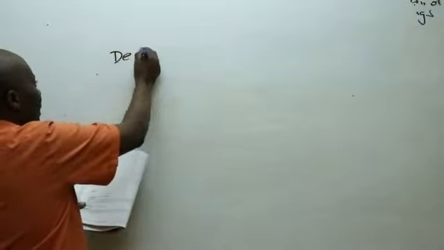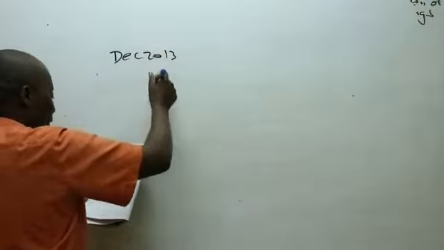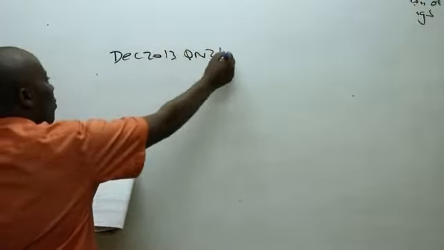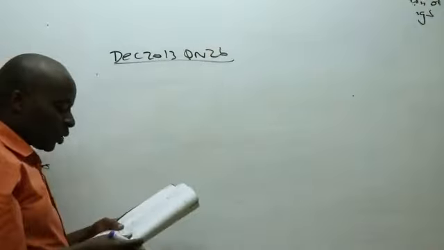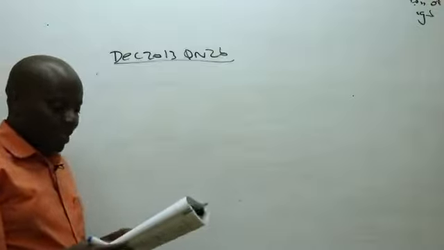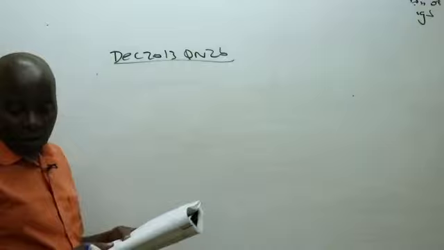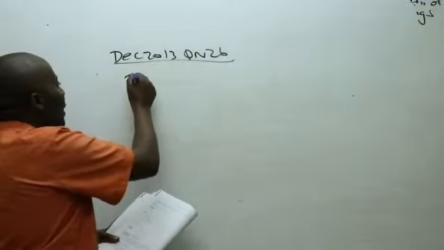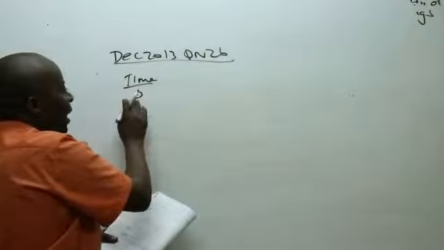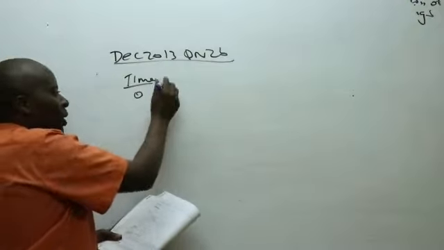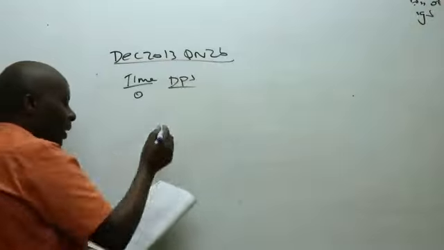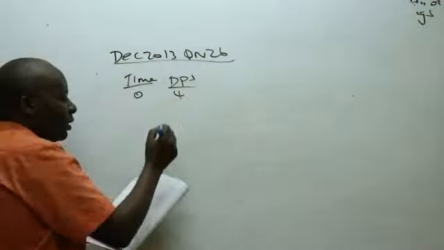So we have the current. They're telling us December 2013, question number 2B. Mongo Limited currently pays a dividend of shillings 4. So currently, current is time 0. So the current DPS, ladies and gentlemen, they are telling us is 4.